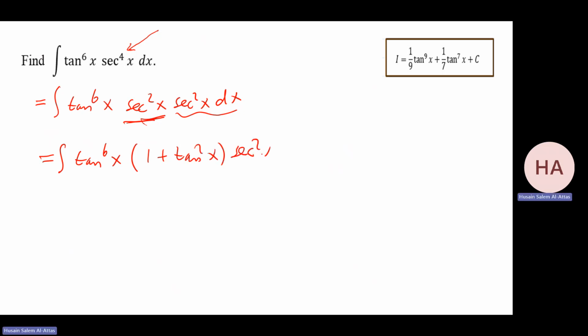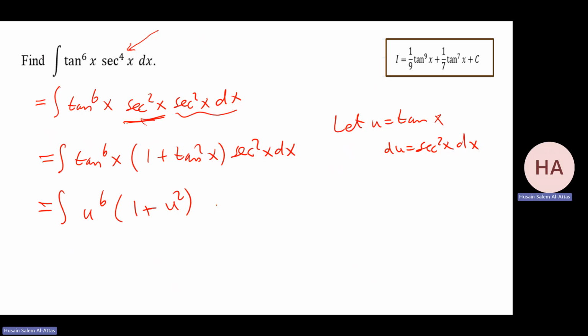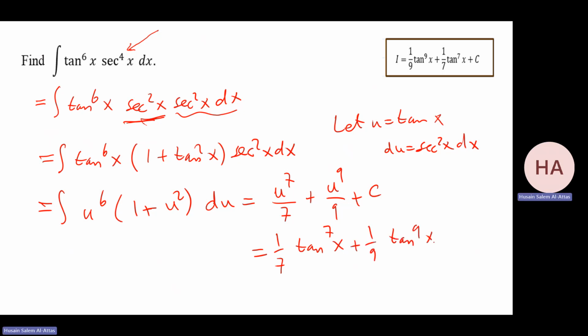And this will be the same, secant square dx. Now I let u be tan x, du will be secant square x dx. So that will be what? u to the power 6, 1 plus u square du. That is u to the power 6, which gives u to the power 7 over 7, plus u to the power 8, which gives u to the power 9 over 9, plus c. That will be 1 over 7 tan to the power 7 x plus 1 over 9 tan to the power 9 x plus c.